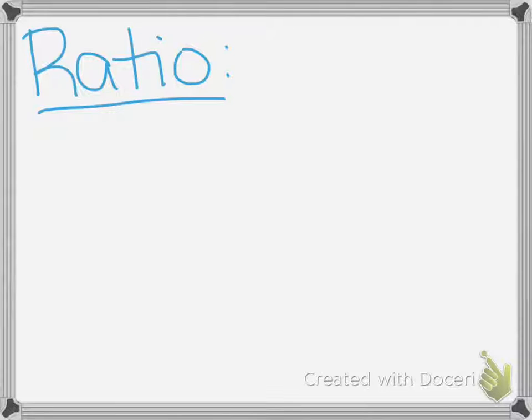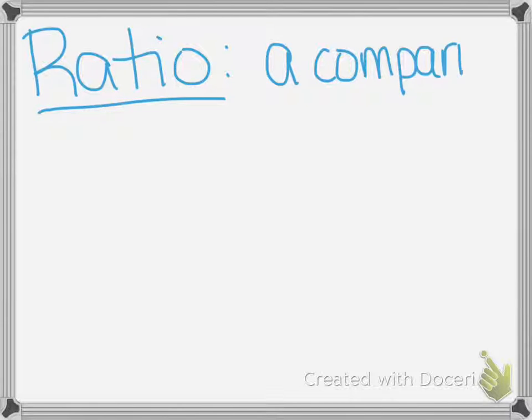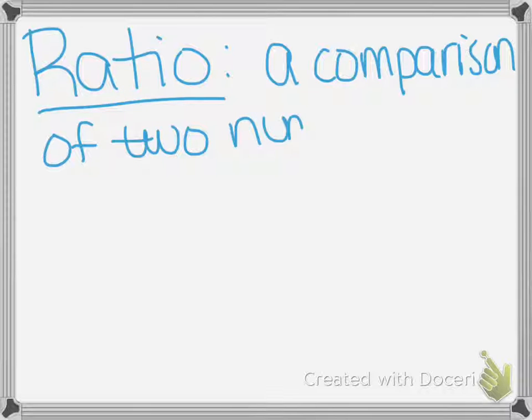So first starting off with the definition for ratio. A ratio is a comparison of two numbers by division.